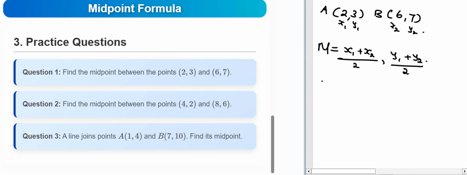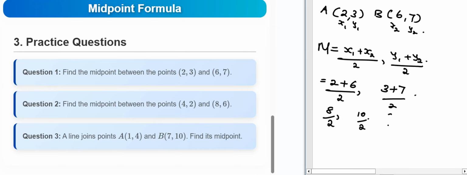So it becomes x1, which is 2, plus x2, which is 6, divided by 2, comma, then y1 is 3, y2 is 7, divided by 2. So I get 2 plus 6 is 8, divided by 2, which is 4. Then 3 plus 7 is 10, divided by 2, which is 5. So our midpoint becomes 4, 5.